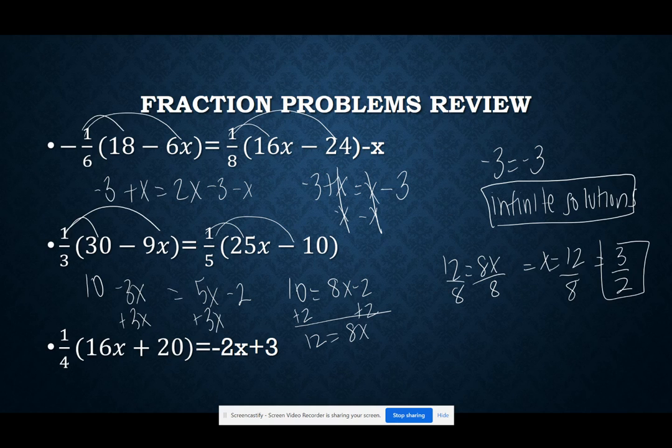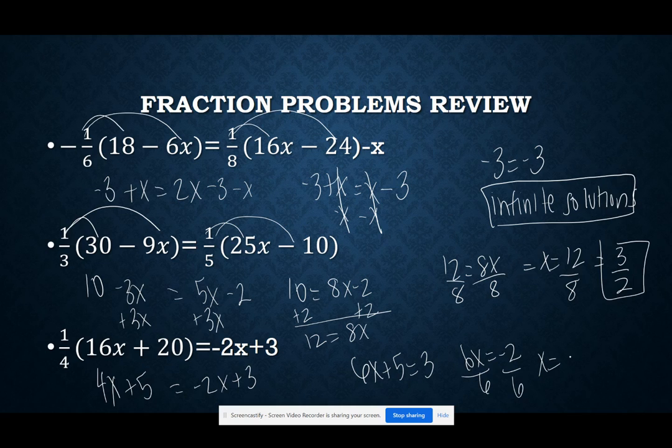All right. So the next problem, 16 divided by 4 is 4x. 20 divided by 4 is 5, equals negative 2x plus 3. Add 2x to both sides, we get 6x. Subtract 5, 6x equals negative 2. Divided by 6, you must simplify. So we get x equals negative 1/3. So it's very important that we are simplifying. You will get points deducted on your quiz if you are not simplifying properly. So make sure you use your simplification.